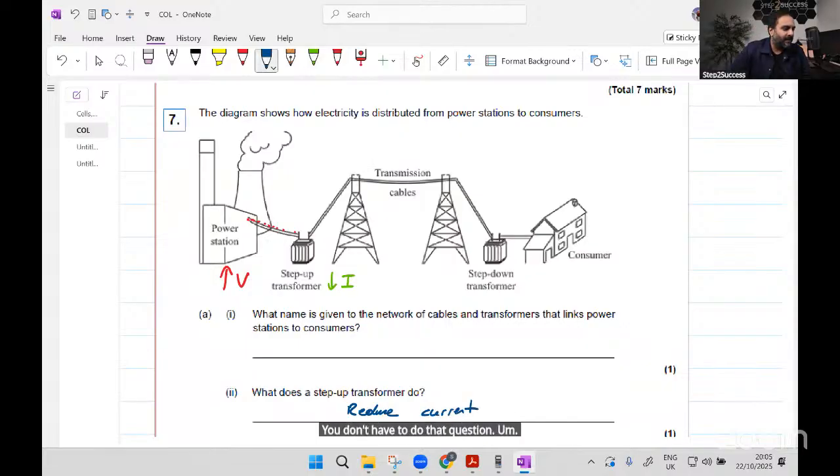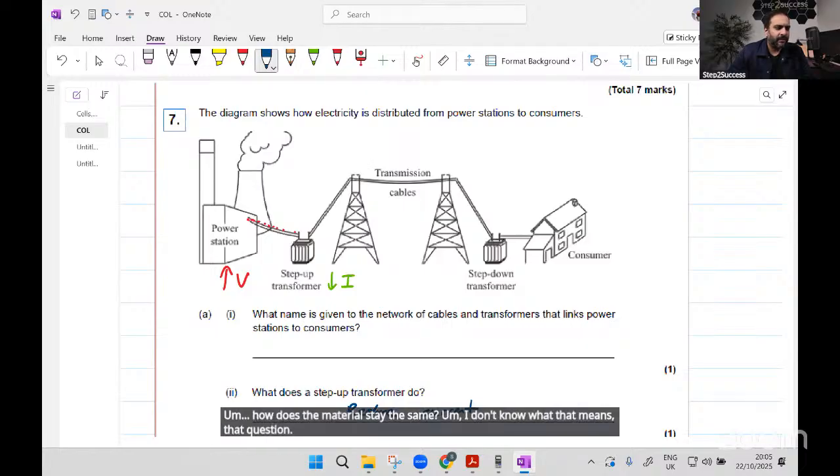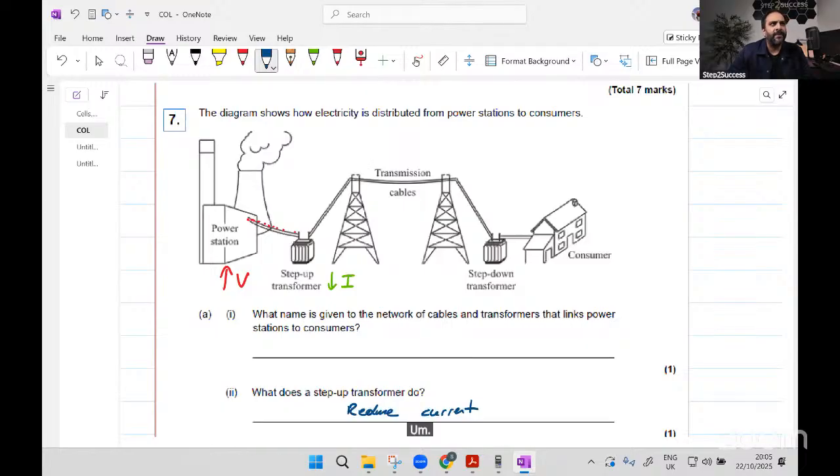What a step-up transformer does. How does the material stay the same? I don't know what that means, that question. Oh, sorry, this was going back to my previous explanation about magnets. I'll come back to that.